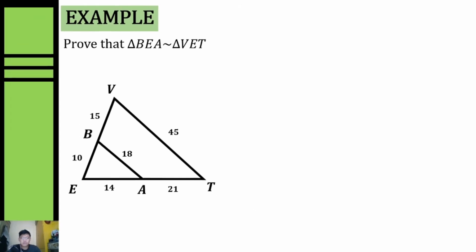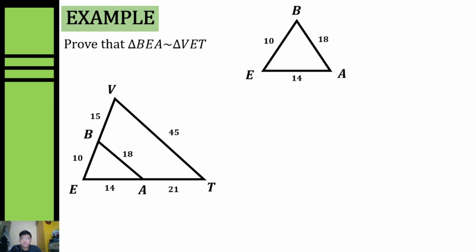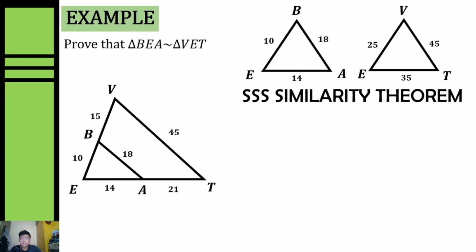Alright, let's have our last example for today. Let's prove that triangle BEA is similar to triangle VET. Looking at our figure, we have two triangles: triangle BEA and triangle VET. Looking at our given, we have the measurement of each side of our triangles, so we will use the side similarity theorem. Let's formulate our equation: BE over VE is equal to EA over ET is equal to BA over VT.